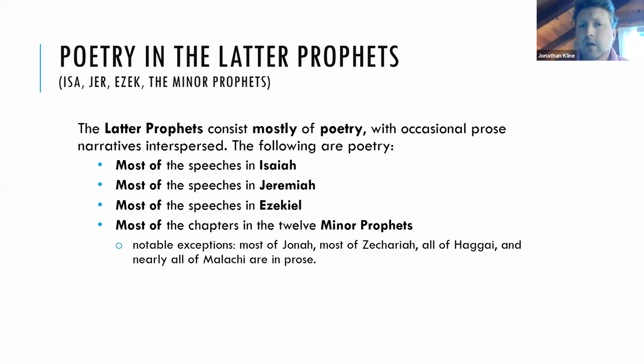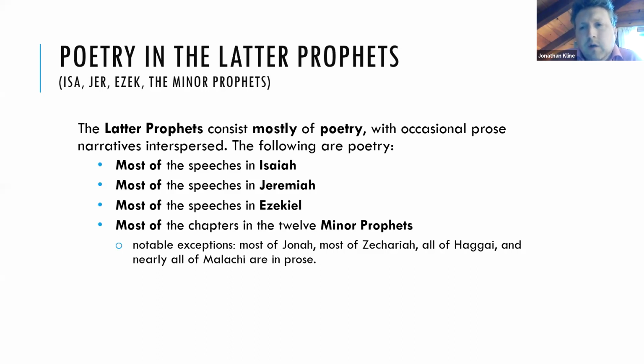Let's move now to the latter prophets, which is the third of the 4 divisions of the canon of the Old Testament. So this consists of Isaiah, Jeremiah, Ezekiel, and the minor prophets. So the books that we would traditionally consider to be the prophets, but in the Jewish canon, they're called the latter prophets, whereas the narratives that precede them are called the former prophets.